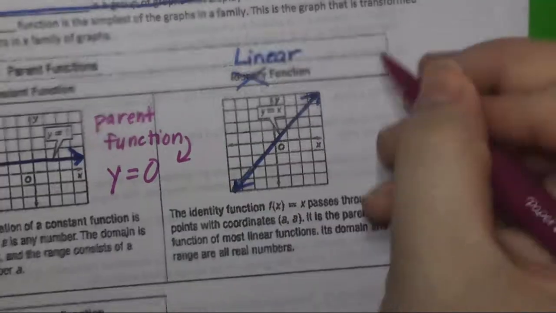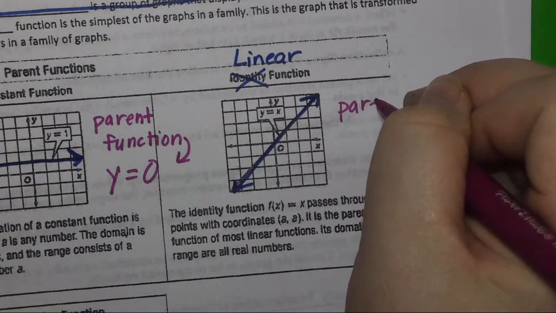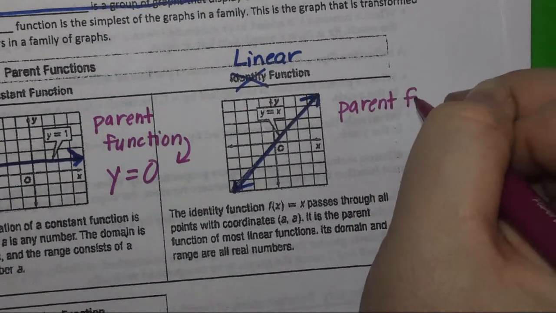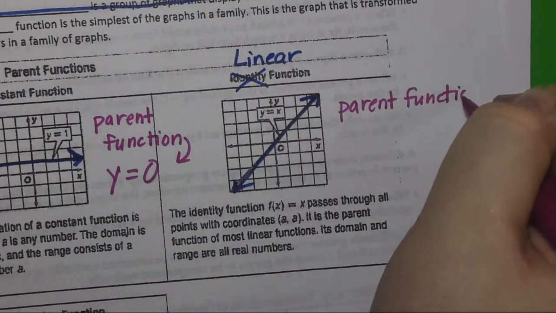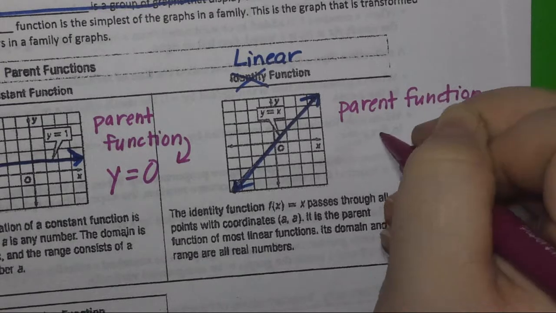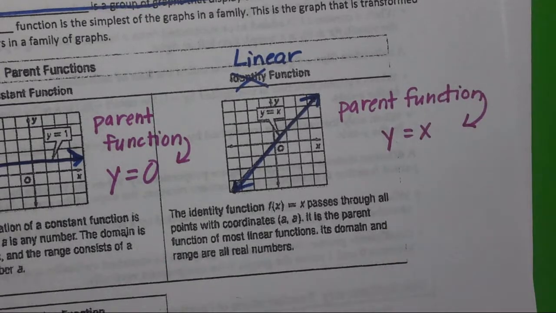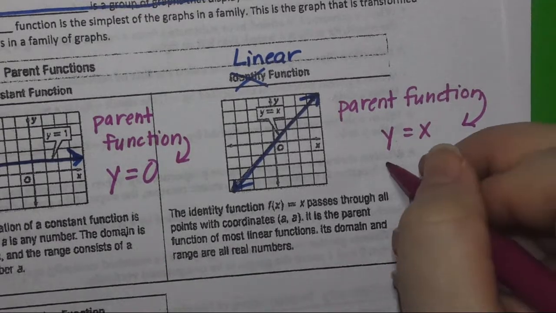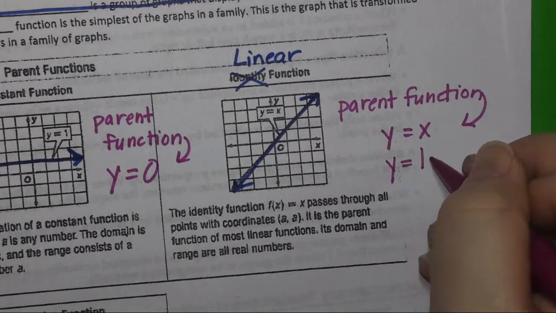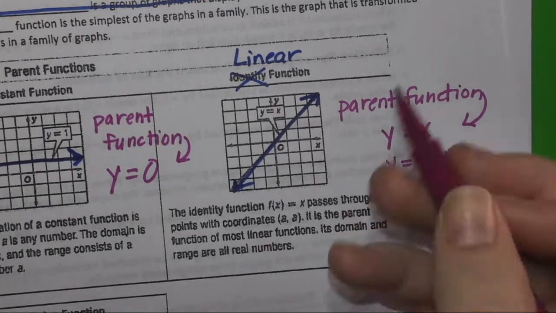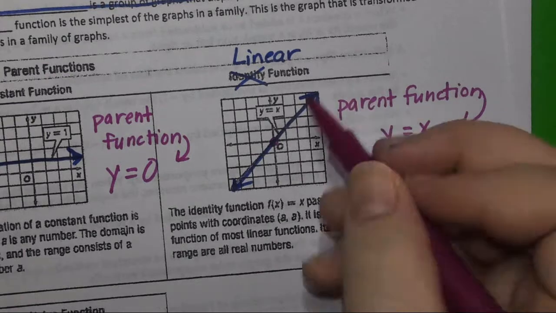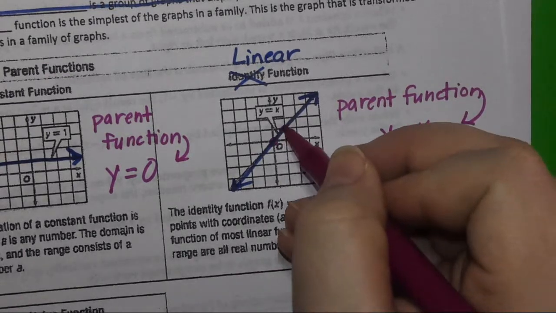Okay, so the parent function, the one that gave birth to all the other lines out there, is y equals x. But if we really wanted to spell it out, it's y equals 1x plus 0. It has an intercept at 0. Its slope is as easy as can be, up 1 over 1.